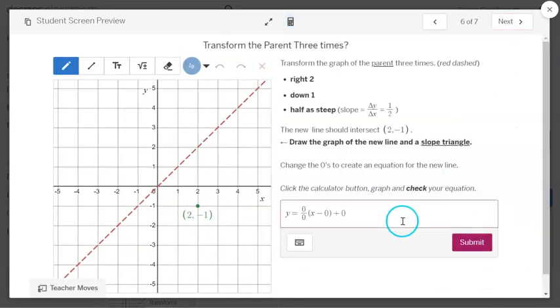Now we're going to put it all together. We're going to put a slope in here of a half, and we're going to say translate right 2 down 1. So if the slope is a half, we know this is a half in front, and then we're going to translate it right 2. Well, that's actually minus 2, and then we're going to translate it down 1. So this is not plus 0, but minus 1 or plus negative 1.